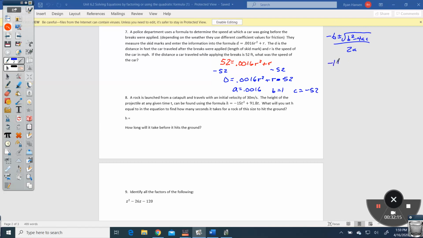So negative 1 plus or minus the square root of 1 squared minus 4a, which is 0.0016, c is a negative 52, all over 2 times 0.0016. So again, now I just go to my calculator. I'm going to plug that right in.